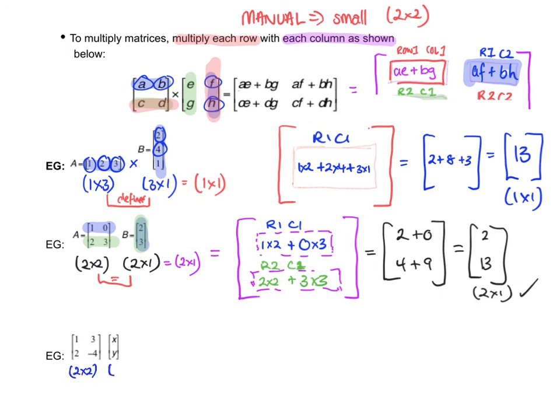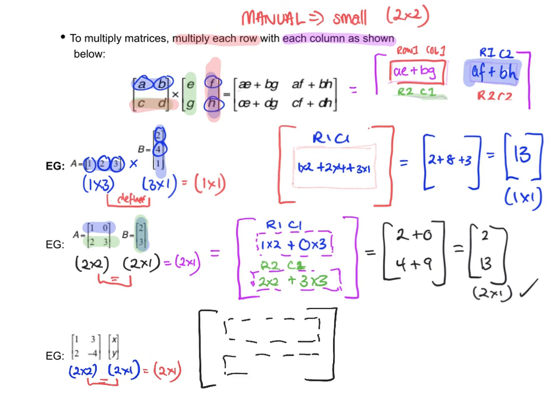Alright, this last one, we've got a 2 by 2. Doesn't matter that there's letters there. We'll just leave it. It's still a matrix. And this is a 2 by 1. So is it defined? Yes. And what will my answer be? A 2 by 1. Awesome. So I'm going to draw that out, with 2 rows and 1 column.